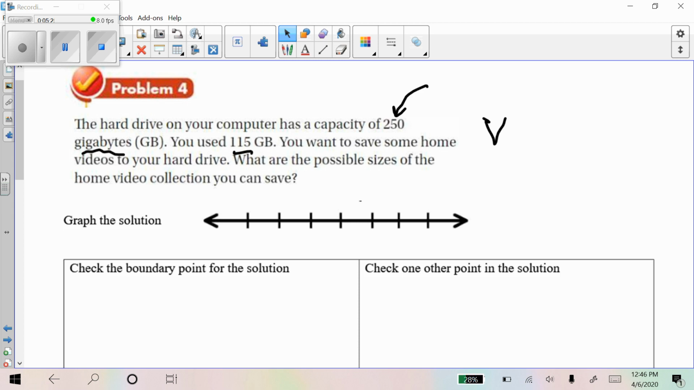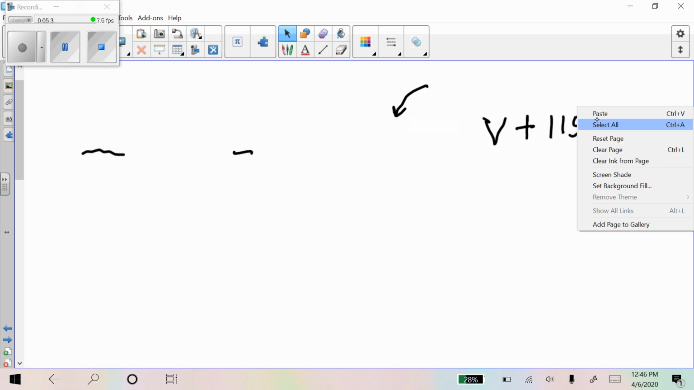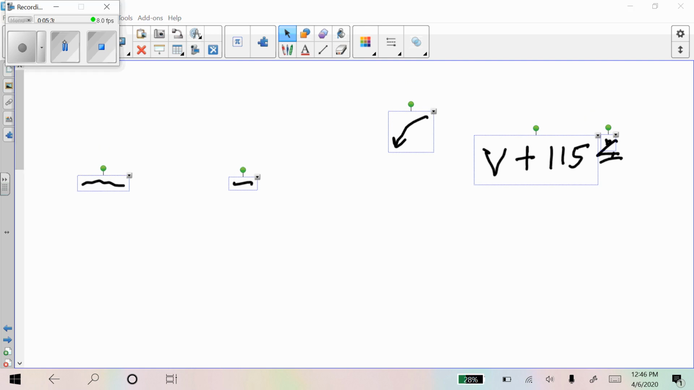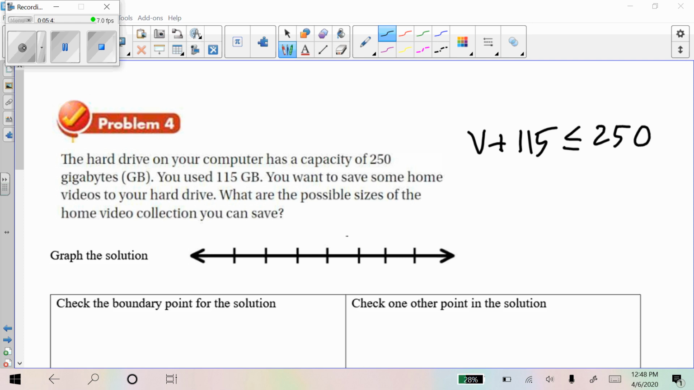But if I do V plus the 115 that I already have in there, that has to be less than or equal to my capacity, 250. So now if I just subtract my 115 from my 250, I find out that I have up to 135 gigabytes of storage left.